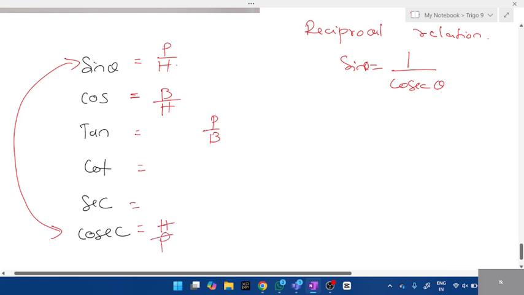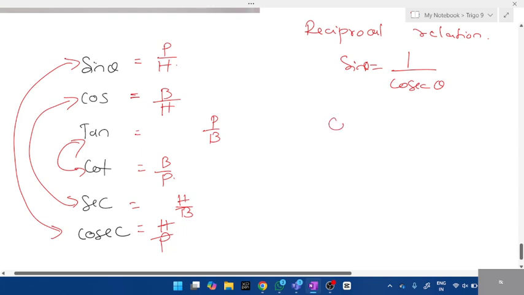Perpendicular. Okay, sec is reciprocal to, what's the formula? Hypotenuse by, okay, cot and tan. Cot is opposite to tan. Base by perpendicular. Okay, all of you will remember this reciprocal relation, right?